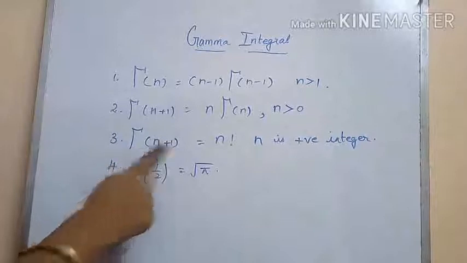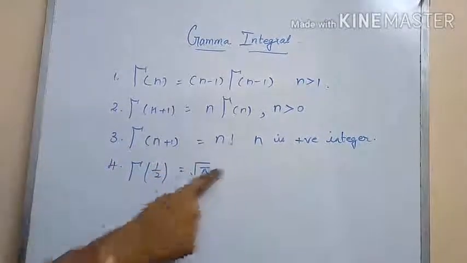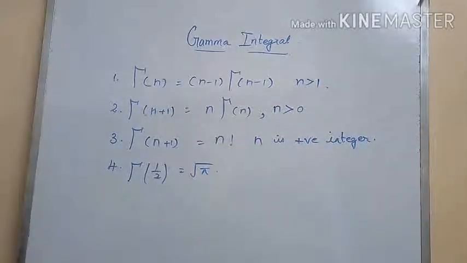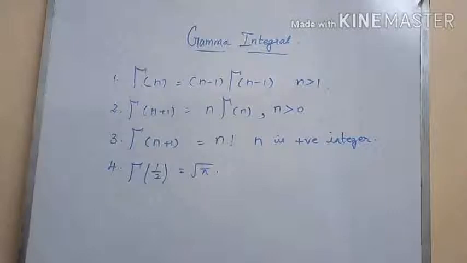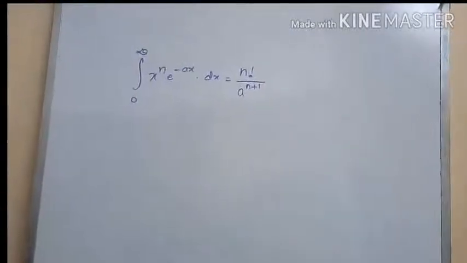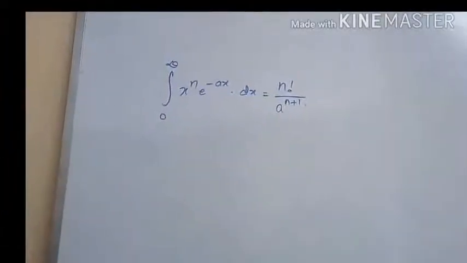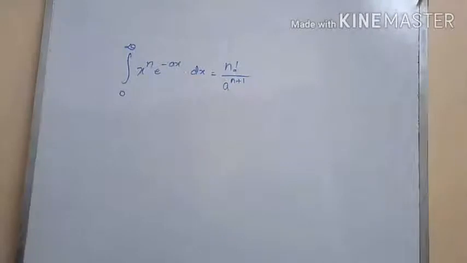Gamma of n is equal to n minus 1 into gamma of n minus 1 if n is greater than 1, and gamma of n plus 1 is equal to n into gamma n when n is greater than 0, and gamma of n plus 1 is equal to n factorial when n is a positive integer. Gamma of half is equal to root pi. We also know that integral 0 to infinity x to the power of n e to the power of minus ax into dx is equal to n factorial by a to the power of n plus 1.